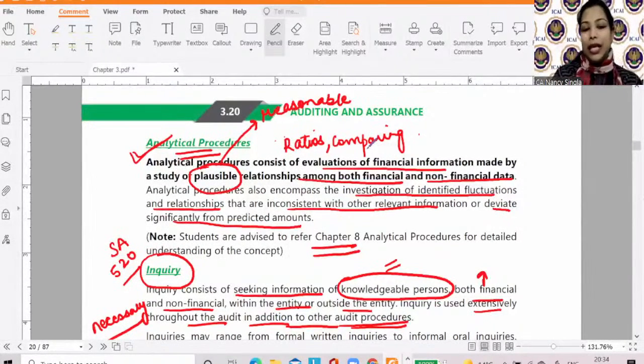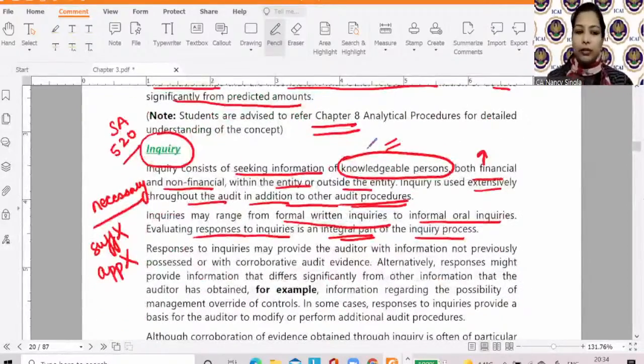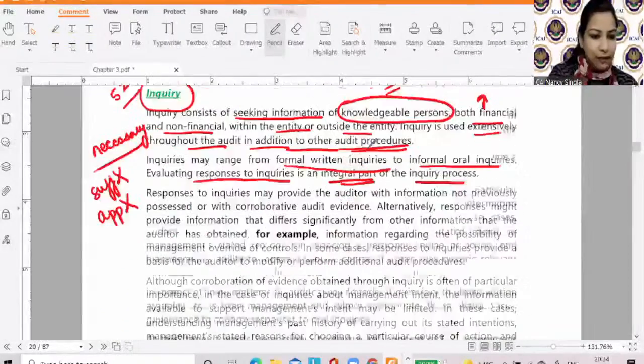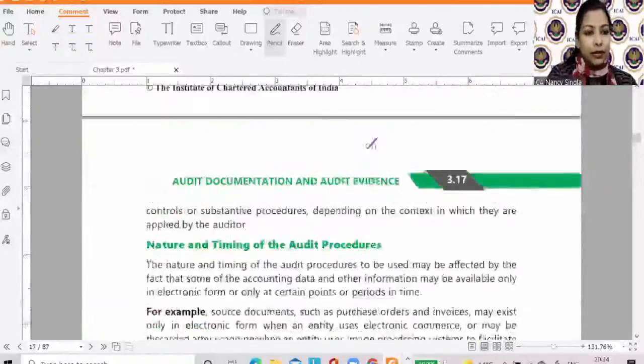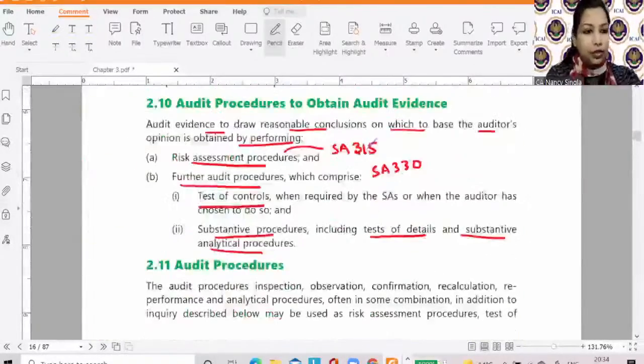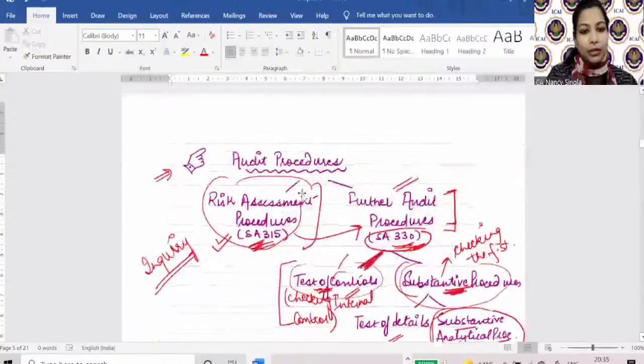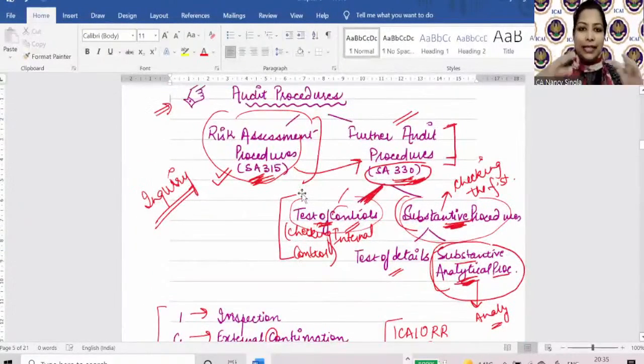Okay? Inquiry, seeking information from knowledgeable persons, both financial and non-financial. They can be inside the entity or outside. But inquiry is necessary audit evidence; it is not sufficient on its own. And it can be written inquiry, formal, all of this is possible. And you can just have a look at this example. Okay, after that, wait. This topic, I will take from my summary. So we saw that all these seven can be audit procedures. Okay.